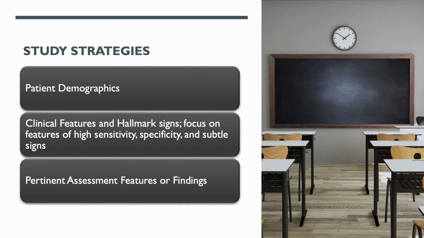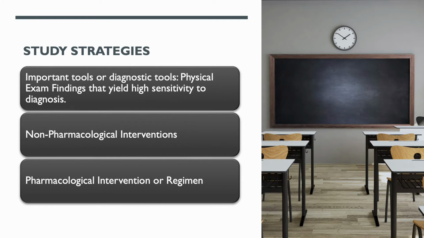You want to focus your reading on features of high sensitivity, specificity, and subtle signs. Pertinent assessment features or findings. You want to know the physical exams or signs and findings that yield high sensitivity to diagnosis or that are strongly specific to the disease presentation.